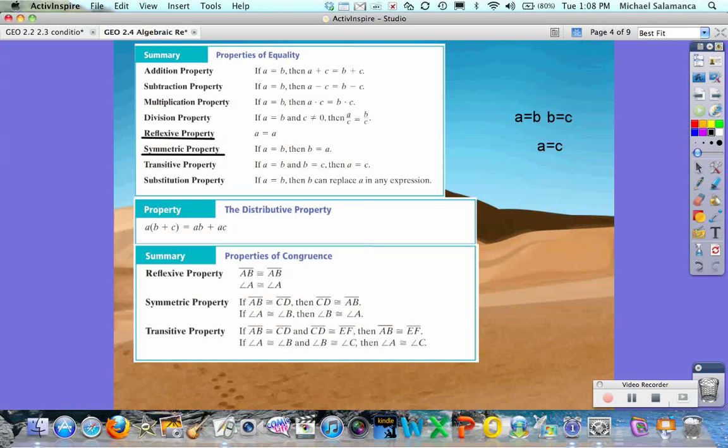Substitution property means that we can take a value and replace or substitute it. So if A equals B, then B can replace A in any expression. The next one is the distributive property, which states that A times the quantity B plus C is equal to AB plus AC. Properties of congruence, same idea for reflexive, symmetric, and transitive. These are just referring to angles and line segments themselves, not necessarily their measurements.